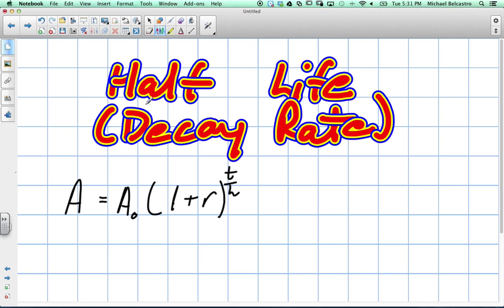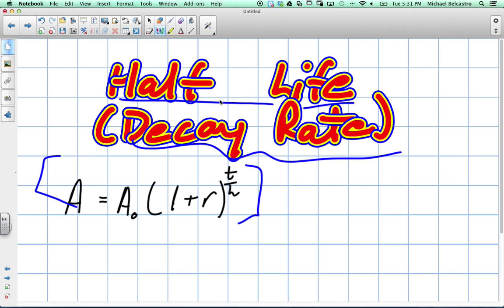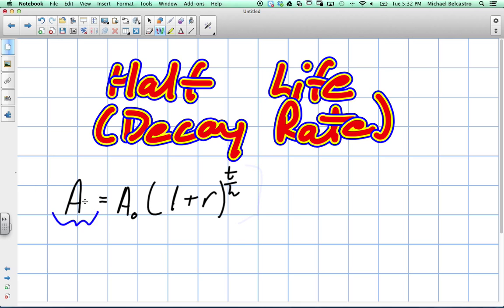Okay, we're going to go over half-life, which is essentially a decay rate. There's a formula here, and this can also be used as a doubling time, sometimes you refer to it like that, or a growth rate. The formula pretty much states that the amount of something left over is equal to the amount we started with, times the base being 1, which means 100% of the material we start with, plus the rate of change.